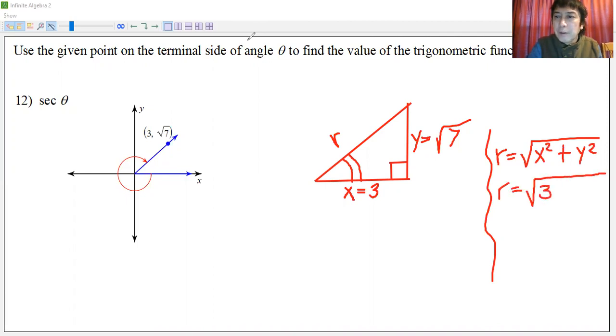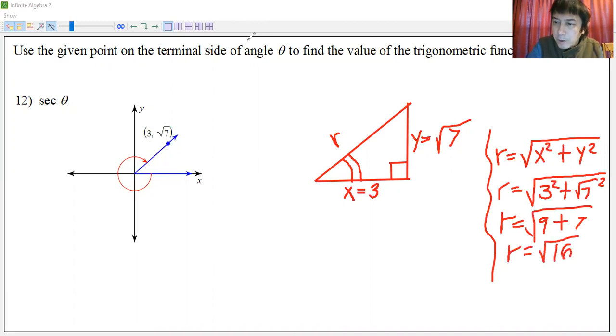X is 3. Our y squared will be the square root of 7 squared. So this will give us 9, and the square root of 7 when squared is just 7. And we will have r is equal to the square root of 16, since 9 plus 7 is 16. And so the square root of 16 is exactly positive 4. Again, r is always positive, so this will have to be a positive 4. And we have completed our reference triangle.